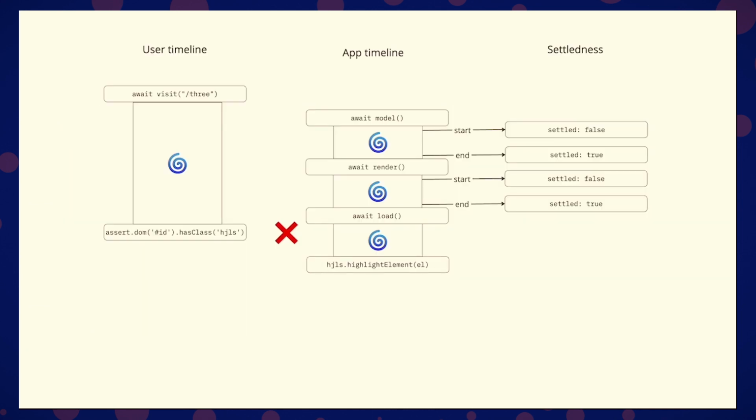Okay, so going back to this timeline, this is where we introduce the dynamic import. And we've added a new asynchronous task, something that takes time, but we've not informed Ember that it's happening. So when we say await visit this route, it's waiting for a settled state, which happens when the render phase is completed. But there's still stuff happening. The DOM hasn't truly settled until that highlighter is applied. But the test asks the question too soon, and we get a failing test.